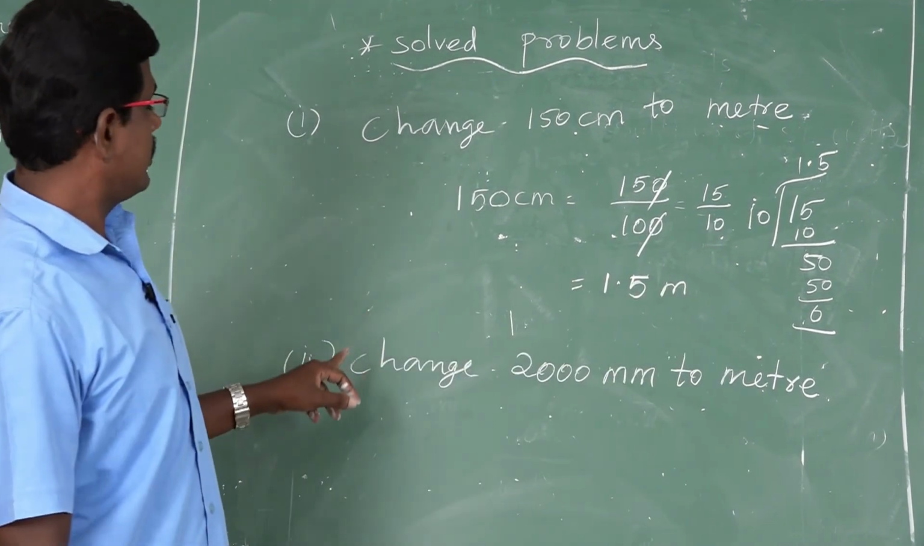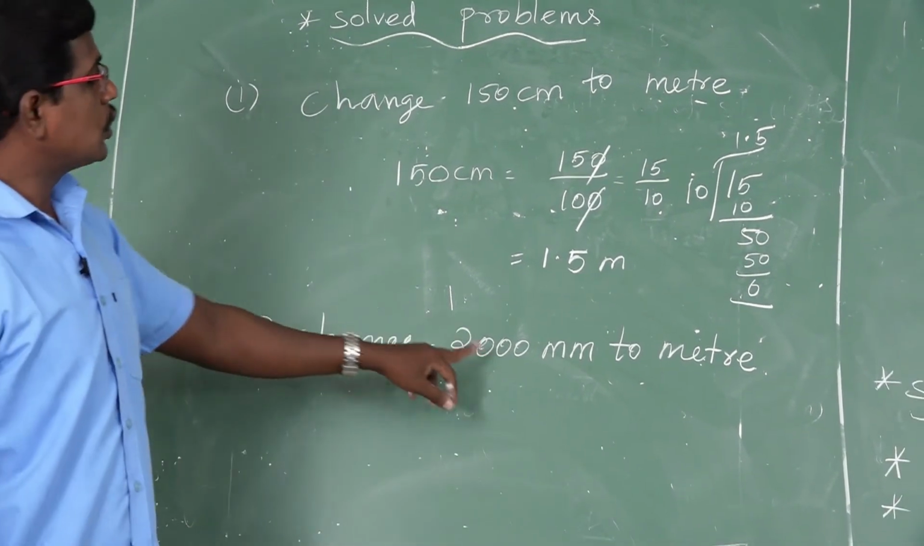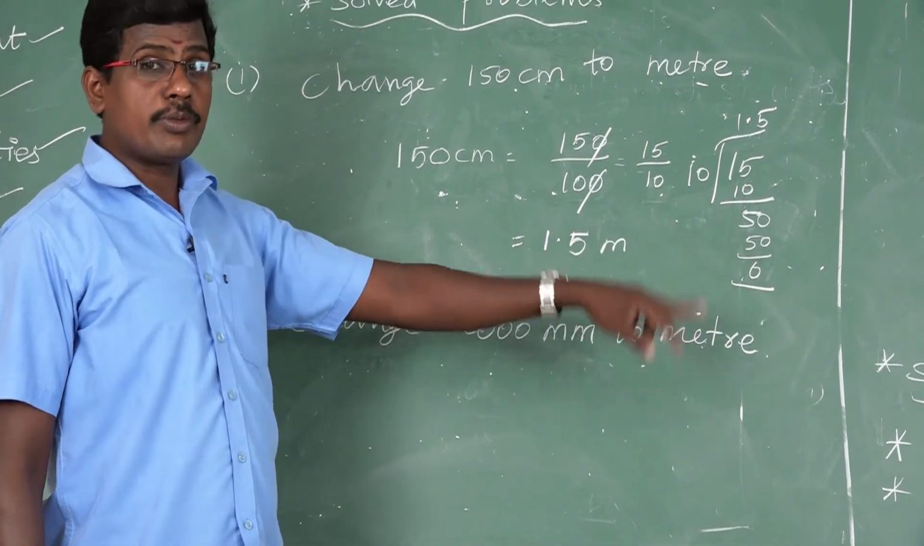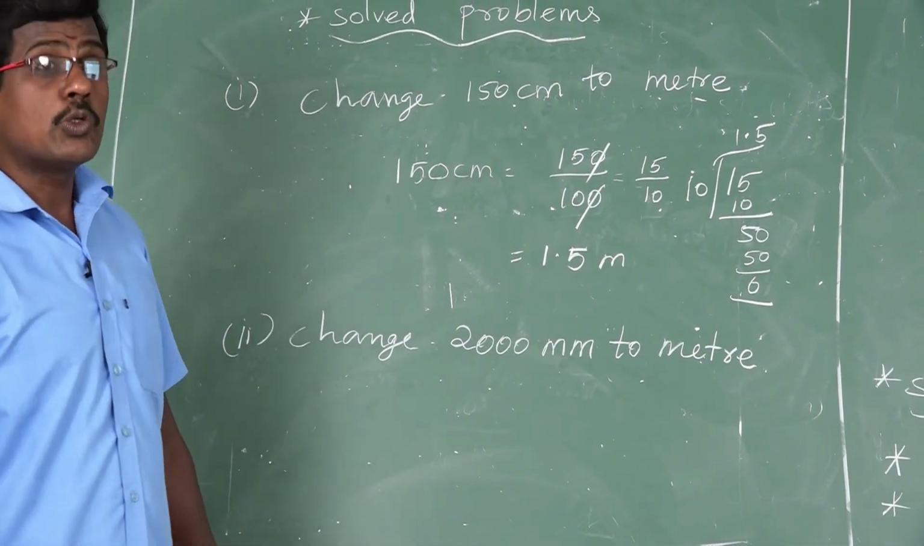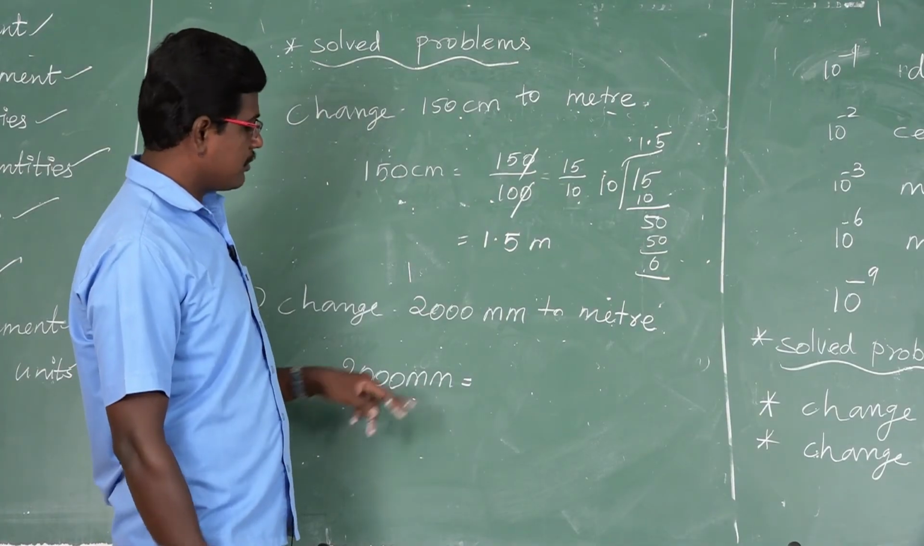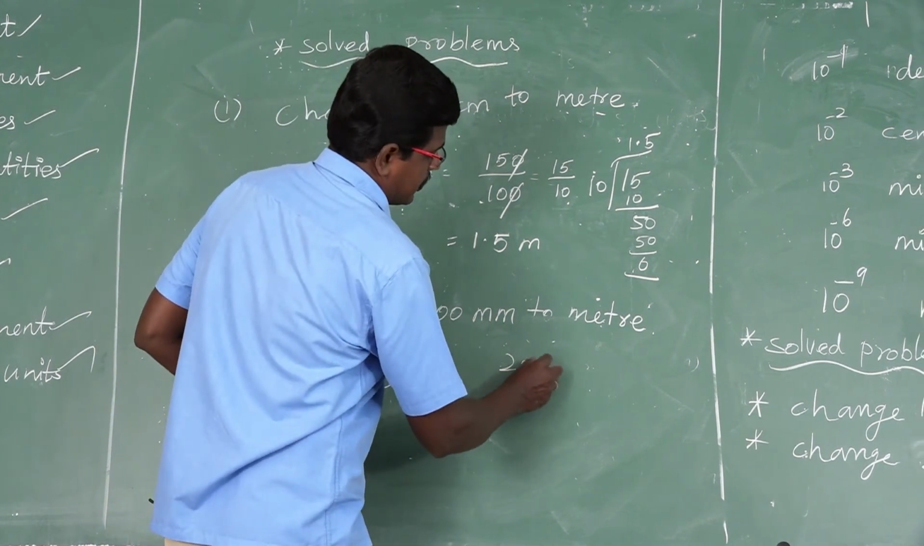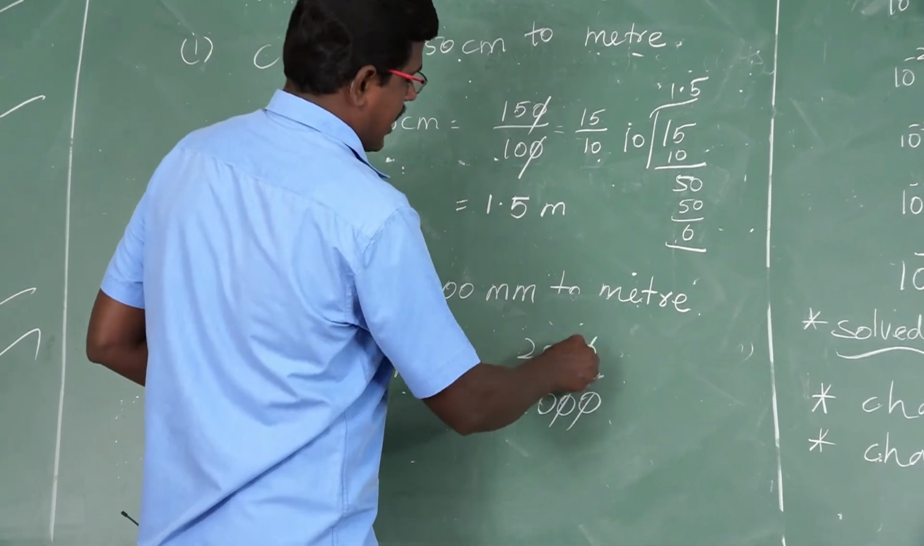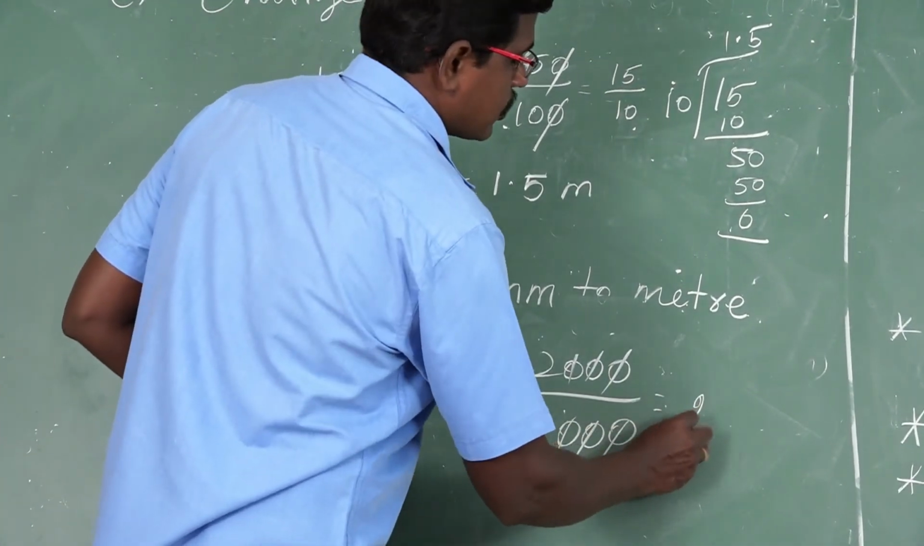Okay, next one: change 2000 millimeters to meters. Millimeter to meter, divide by 1000. 2000 millimeters equals 2000 divided by 1000. The zeros cancel, so it equals 2 meters.